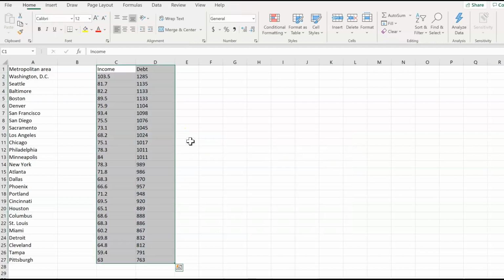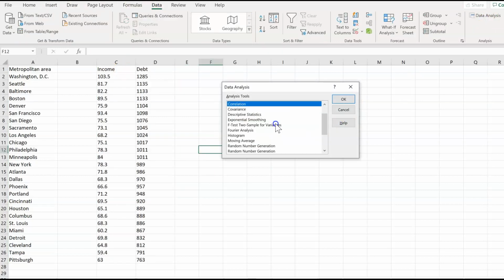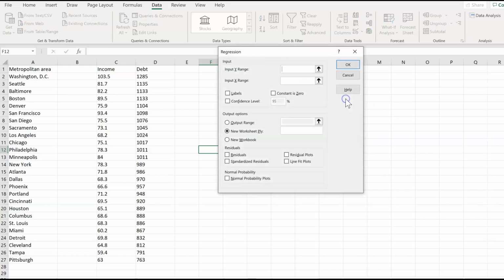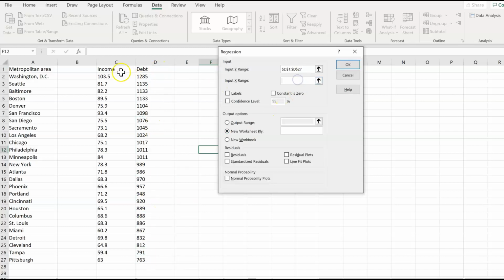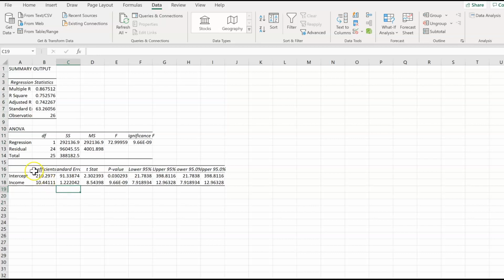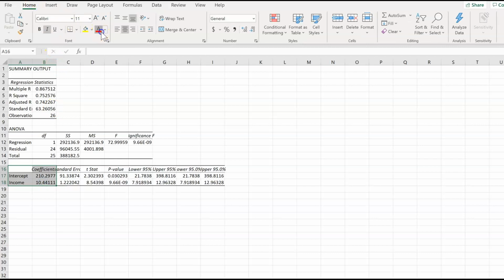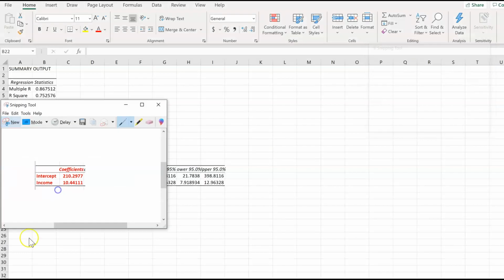So now that I know that, I'm going to go ahead and do my data analysis. In here, we're looking for regression. My Y values are right there, my X values are right here, and I have my labels. It's going to make a new worksheet. And there we go. The thing that I actually want to focus on here is these coefficients. This is what I want. The intercept is 210 and the income here. So I'm just going to grab these and move back.